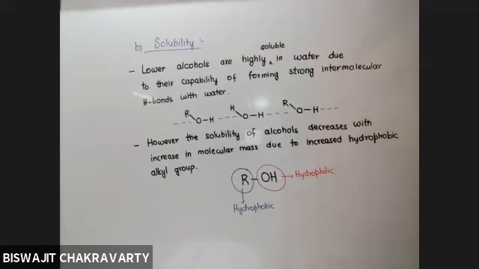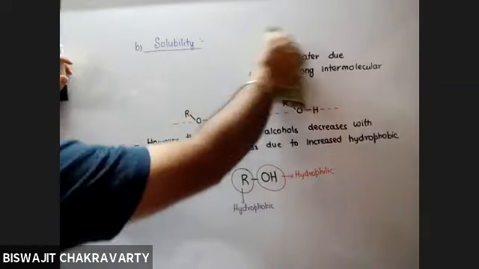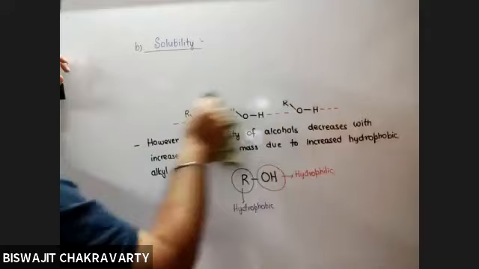So alcohols with greater molecular mass will have lesser solubility in water as compared to alcohols with lesser molecular mass, because it is the hydrophobic R which keeps on increasing. Clear? Any point which you think, there are so many students in the batch, please clear out your doubts, because you have to learn the things minutely.